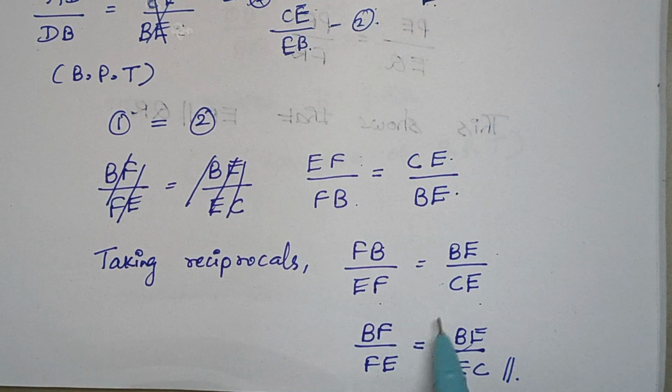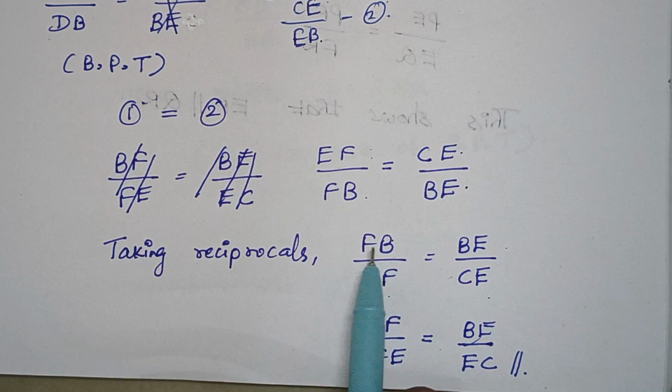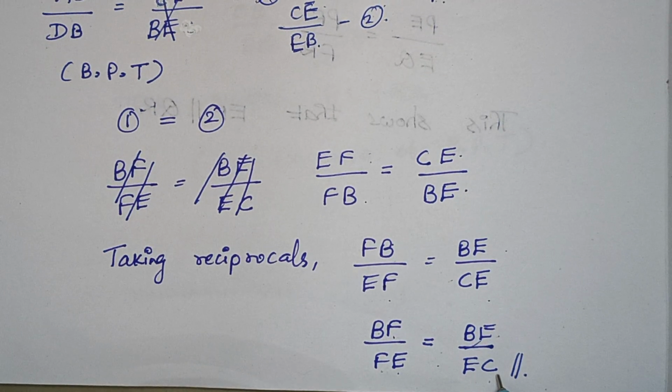So again, according to the problem, we are just changing, right? We can write FB as BF also. So BF by FE is equal to BE by EC. This is what was in the problem, right? And finally, you can write hence proved.